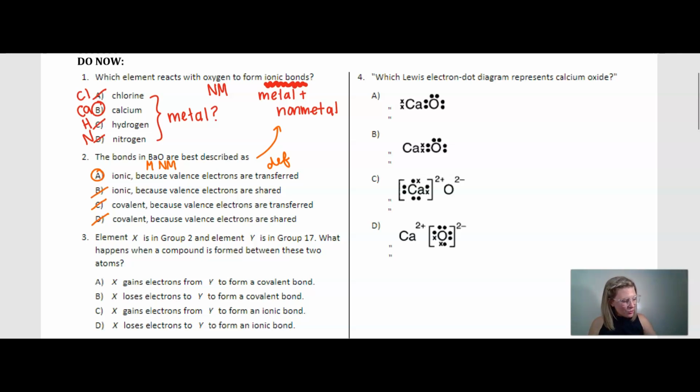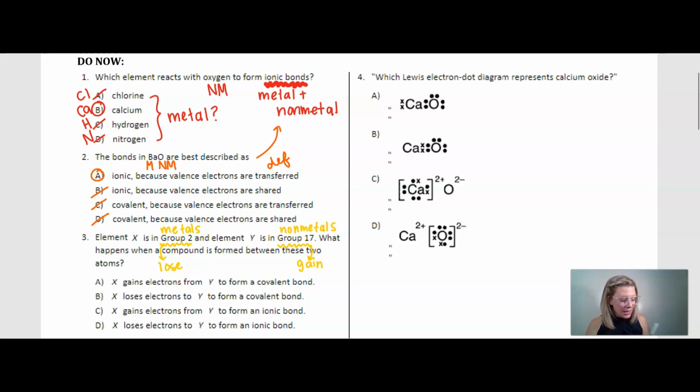Okay, question number 3 asks us, element X is in group 2 and element Y is in group 17. What happens when a compound is formed between these two atoms? Well, it's important to note that group 2, remember those are classified as your alkali metals, and element Y in group 17, those are your halogens, which are considered nonmetals. Okay, and it's also important to note that metals lose electrons and nonmetals gain electrons.